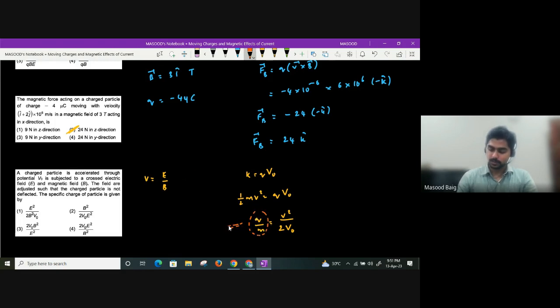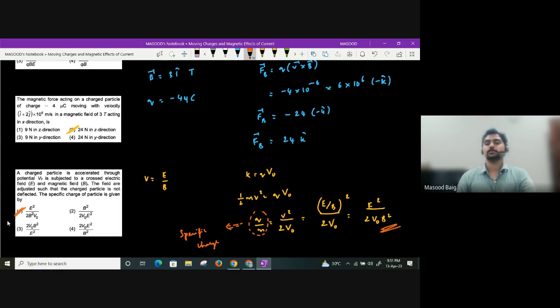This Q by m happens to be the specific charge of the charged particle, guys. Did we already get the V value? Yes, this V is called the velocity selector. How much did we get? E divided by B, whole square, divided by 2 V naught. So I'll get it as E square divided by 2 V naught B square. Clear?